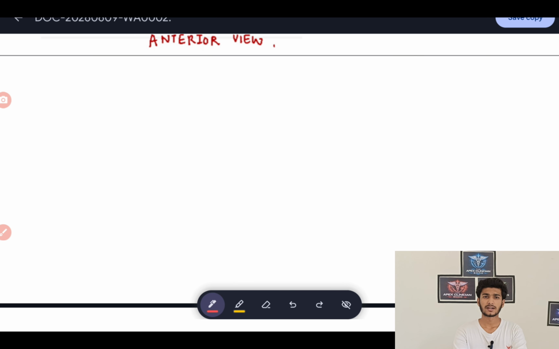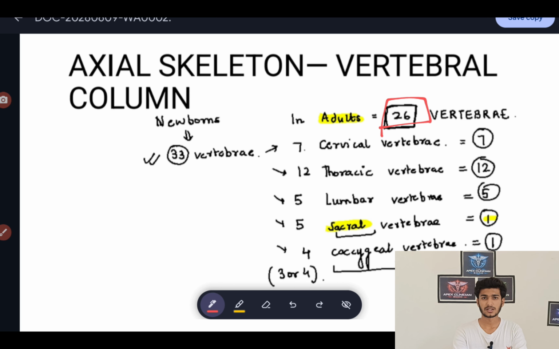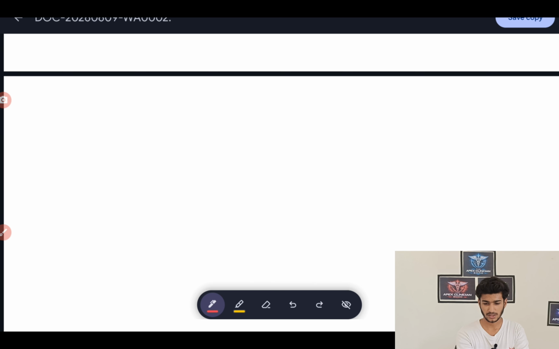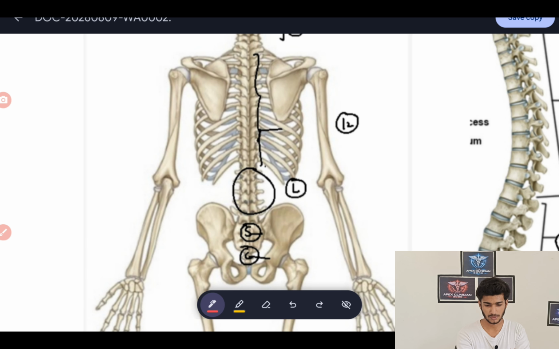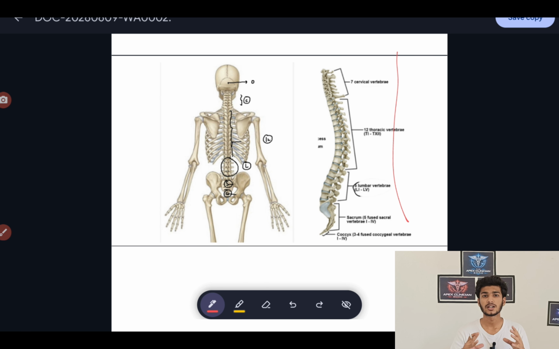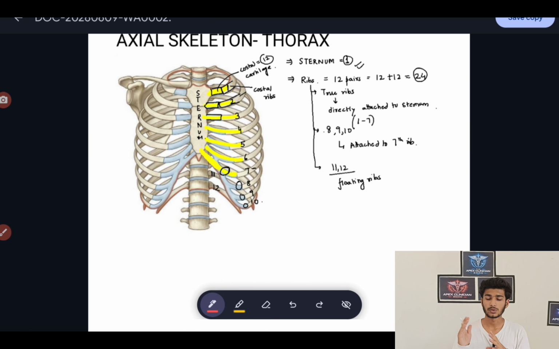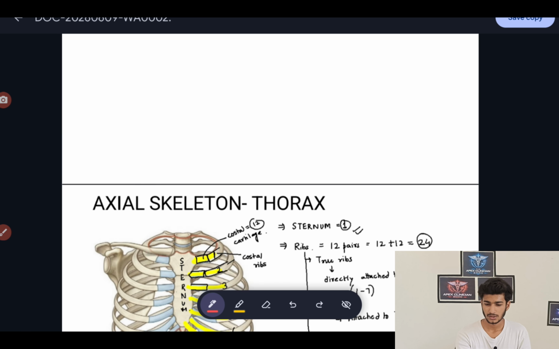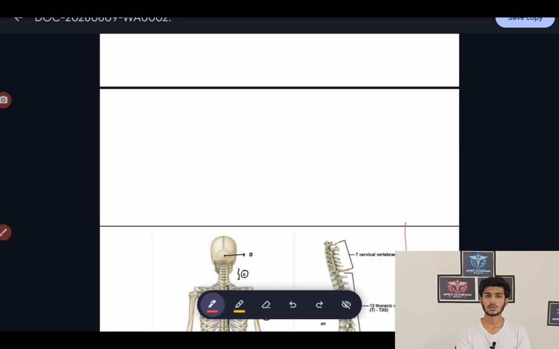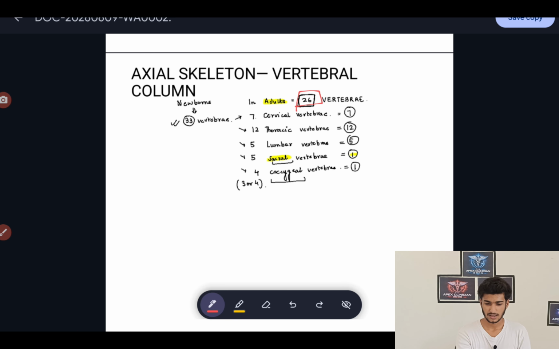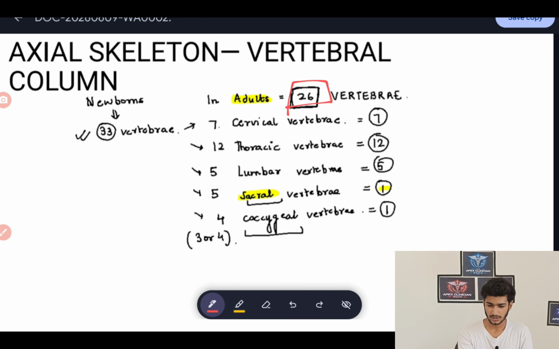We all know that the newborn has 33 vertebrae, not pairs of vertebrae, 33 vertebrae. And in adults, these 33 vertebrae get fused and form 26 vertebrae. In this, they are classified as seven cervical vertebrae. It was seven in children as well as seven in adults.